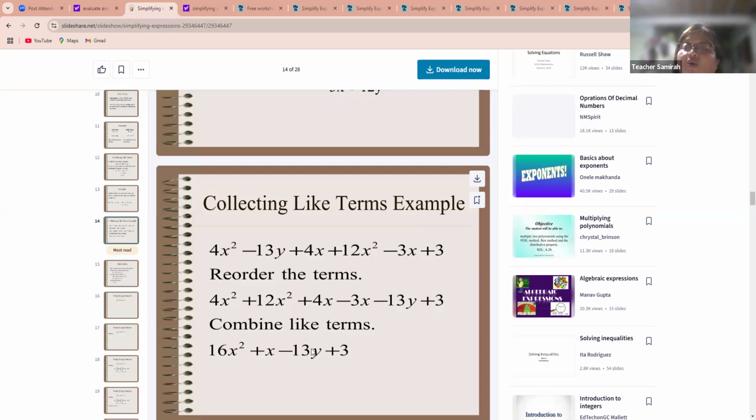Question. Who has some question? If you do not have any questions, I'm going to give you a worksheet. You need to answer the worksheet. Do you have any questions? Anyone?